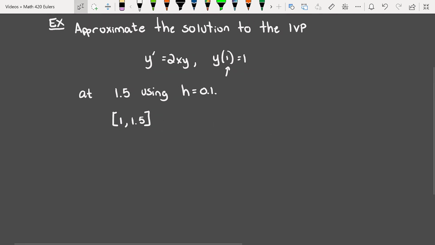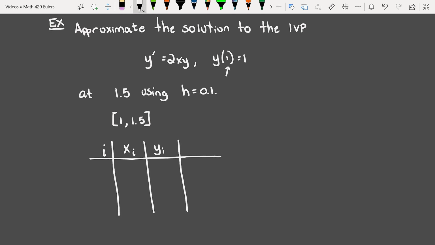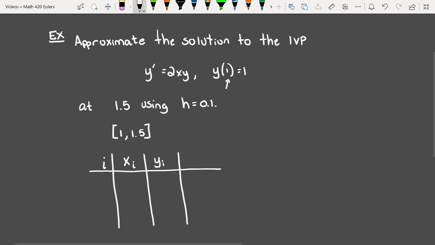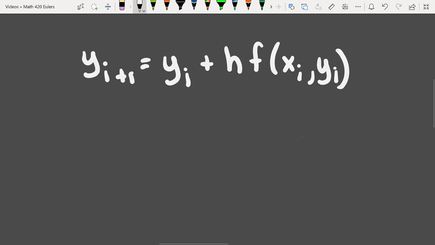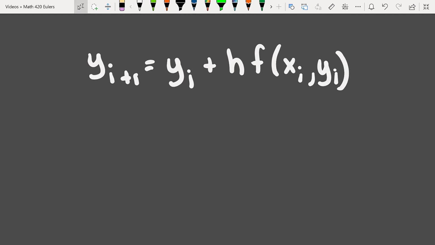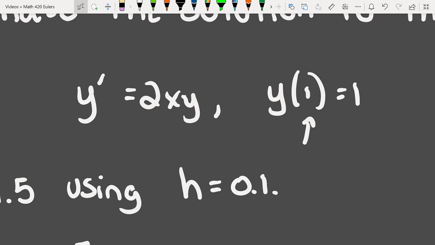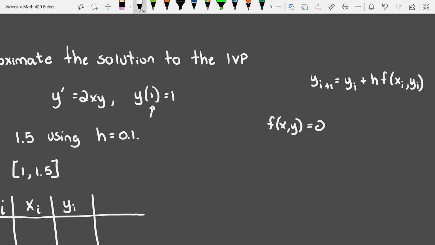Now, the easiest way to do this by hand, which by the way is not the preferred way to do this, but I'm just going to go ahead and do it by hand anyway, is to make a table of values. And we happen to know that Euler's method goes like this. The next y value in line, our next approximated y value, is our previous y value plus h times f at x sub i, y sub i, where f of x, y is the right-hand side of this explicit ODE that is first order. So in this case, f of x, y would be 2xy.